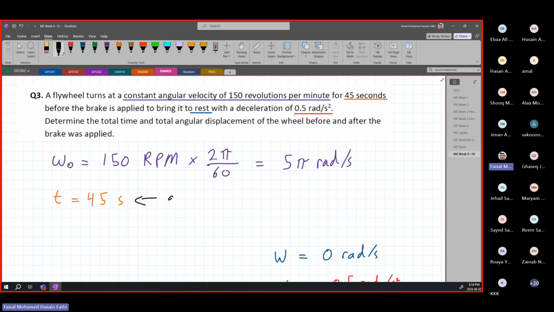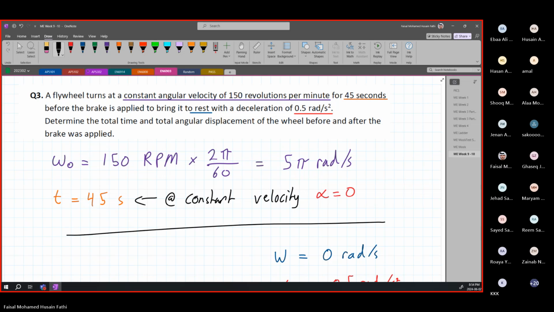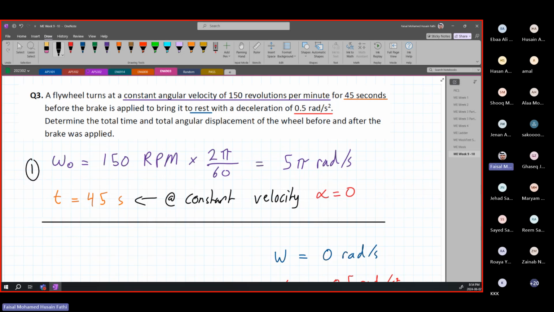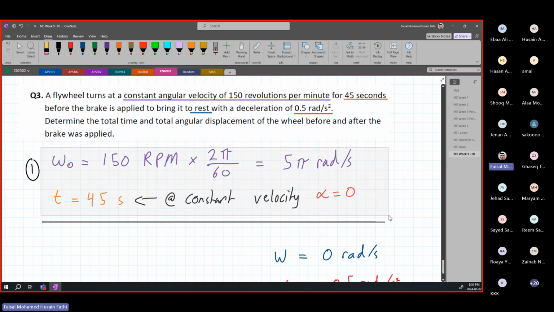This is at a constant velocity. Constant velocity means alpha here was equal to 0, all right? This is the first part. This is part 1, all right? So the first part is we had no alpha, we had a constant angular velocity for 45 seconds, before the brake is applied to bring it to rest. So already it has moved for 45 seconds at this speed.